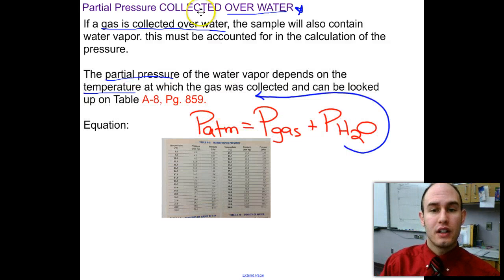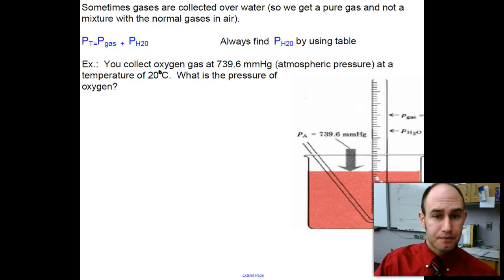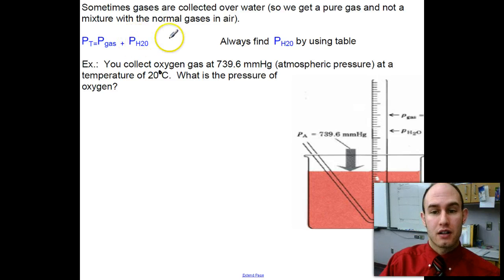The equation that you need to know here for water vapor is that the total pressure is the partial pressure of your gas plus the partial pressure of H2O. And it keeps going, because if I had another gas present, we would account for that as well. This is Dalton's law, just modified knowing that we are specifically looking at the value of water. So let's look at an example problem. Again, the total pressure is the pressure of the gas plus the pressure of water. Always find the pressure of H2O using the table.